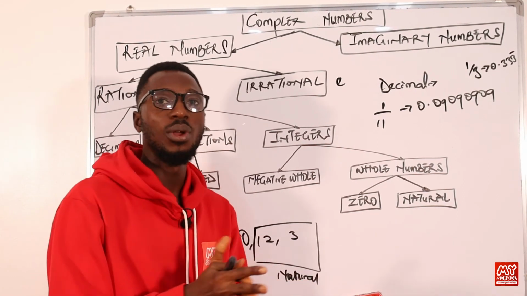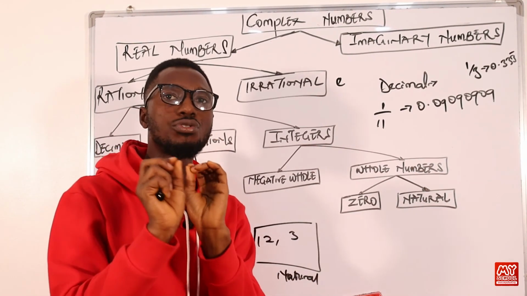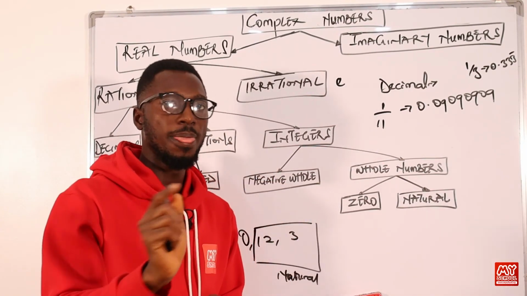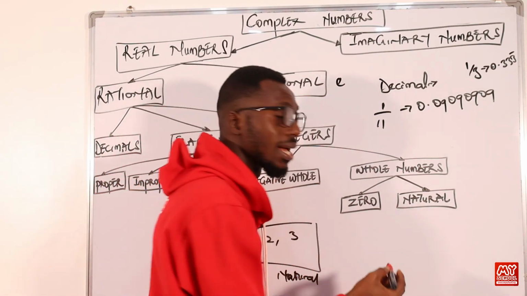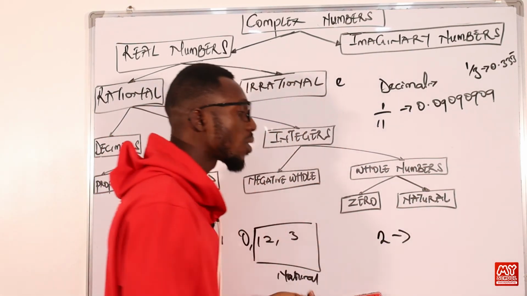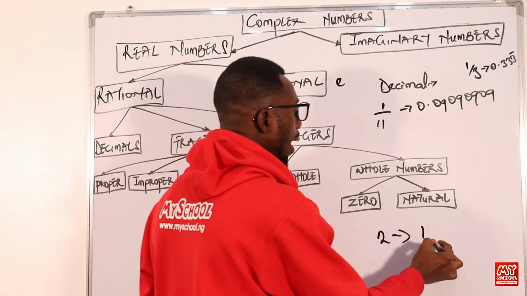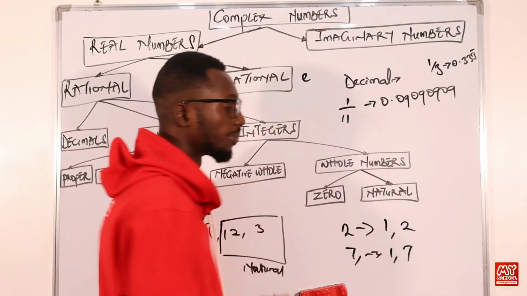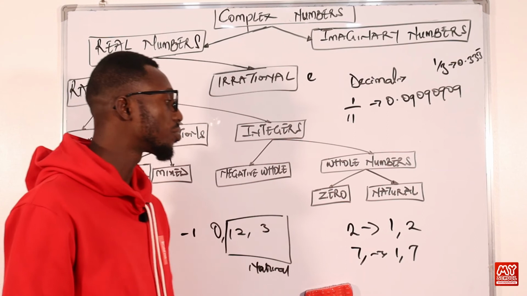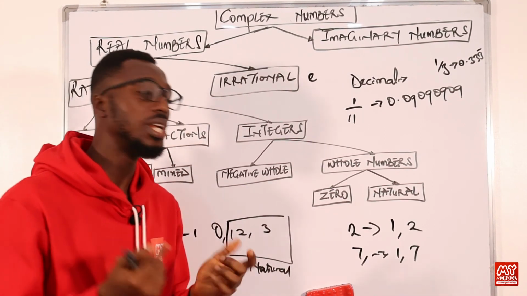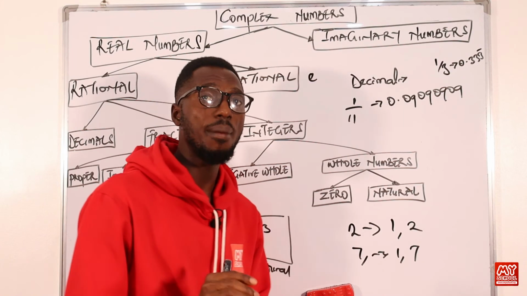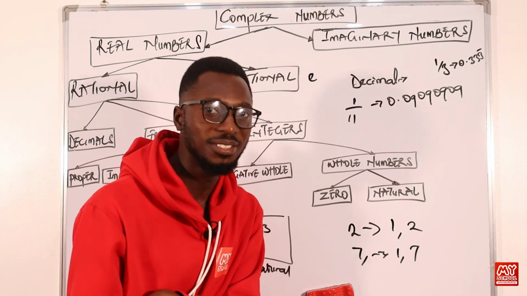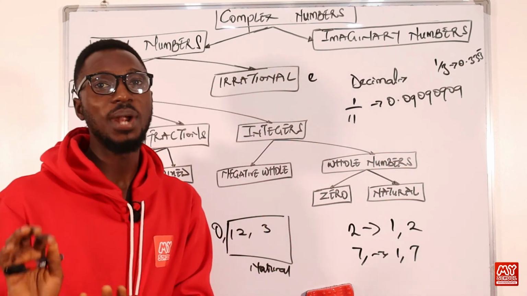When we talk about prime numbers, we are talking about numbers that only have two divisors or two factors, one and themselves. For instance, I can say 2 is a prime number because the factors of 2 are actually 1 and 2 itself. 7 is a prime number, that is 1 and 7. But we should also note that 1 is not a prime number because the only factor or divisor of 1 without remainder is 1 itself. Because if you try dividing 1 by 0, it's going to be undefined. So 1 is not a prime number.